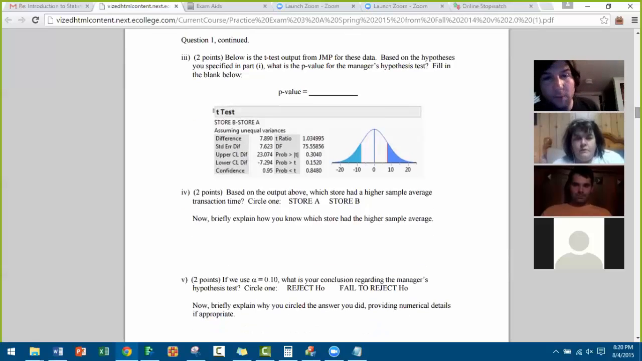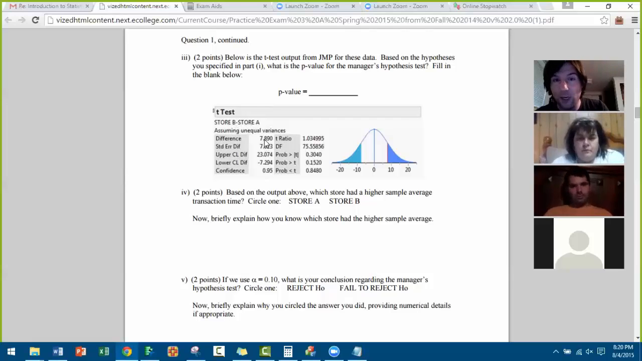Based on the output above, which store had a higher sample average? Well, the p-value tells us if the difference is statistically significant, which it is not. More on that later. But which store had the higher sample average? To observe that, we need to go to the output right here, and we have store B minus store A. This is the way the test is set up. So this difference we observe right here is actually the difference between store B and store A when we subtract store A from store B.